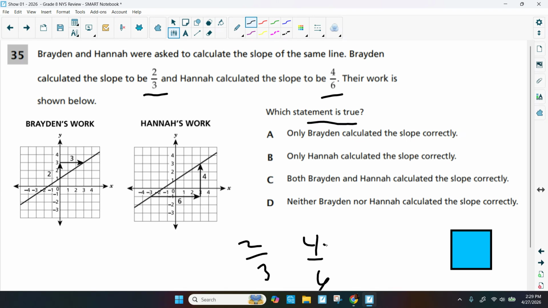Well, I know if I reduce 4/6 by 2, dividing it by 2, that'll give me 2/3. They have the same slope. So neither one of them are wrong. They both are correct. They calculated the slope correctly. They can have a 2/3, no problem, but the 4/6 can be reduced. So I'm going to go with choice C.